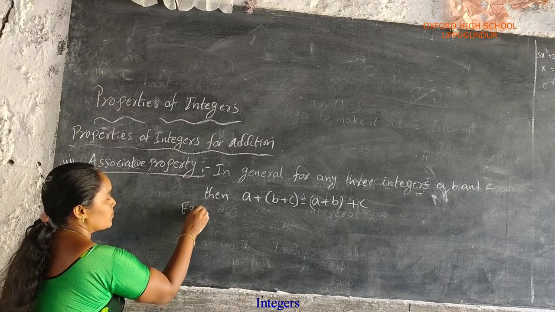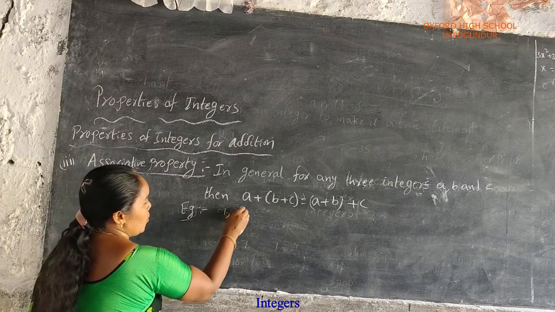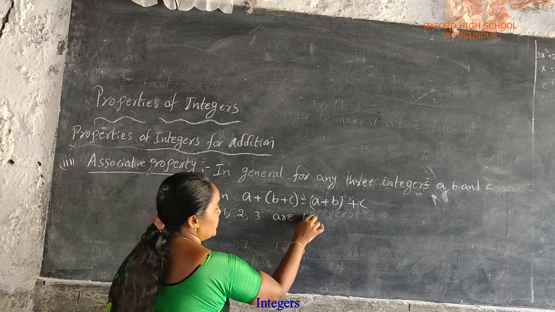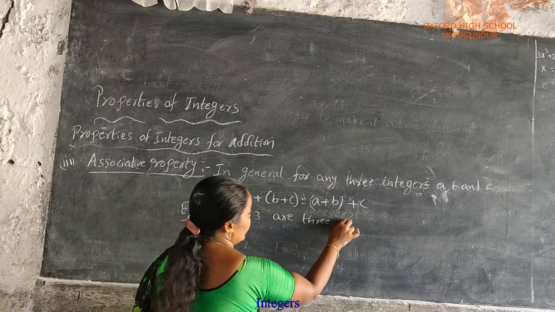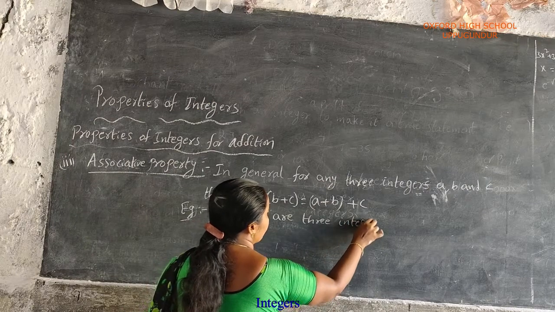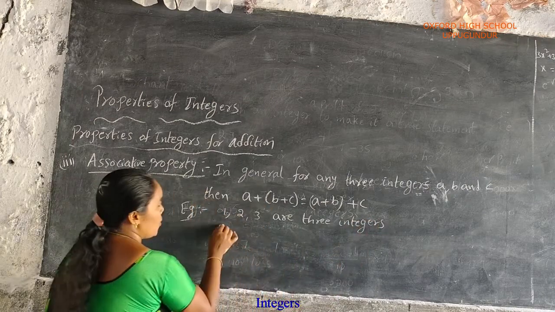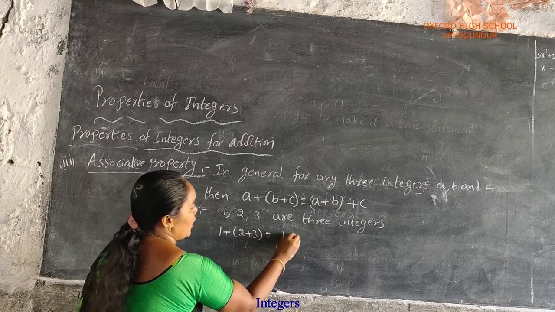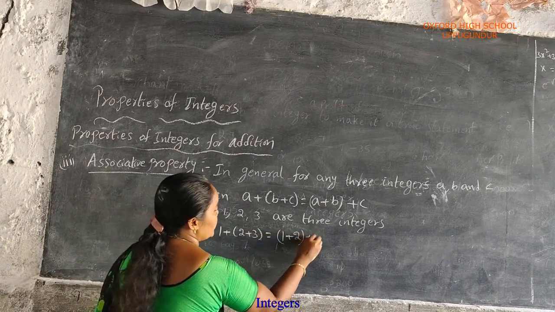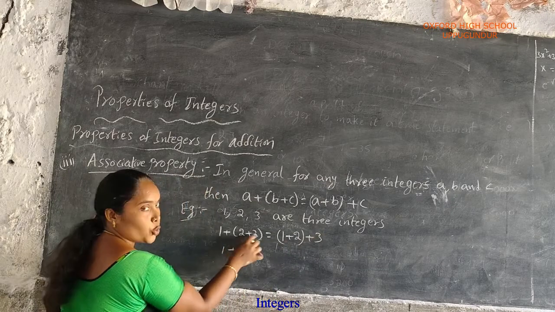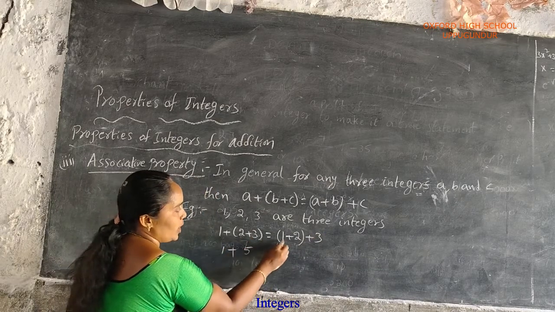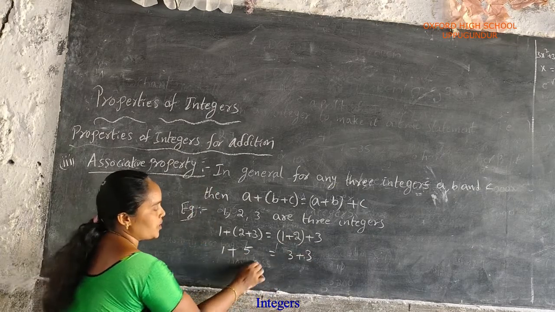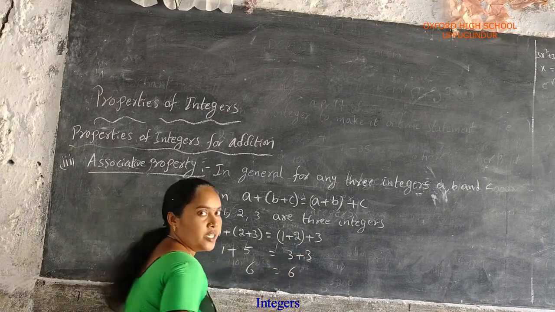Example, 1, 2, 3 are three integers. 1 plus (2 plus 3) equals (1 plus 2) plus 3. 2 plus 3 is 5, 1 plus 5 is 6. 1 plus 2 is 3, 3 plus 3 is 6.